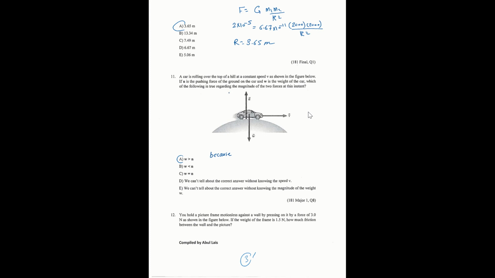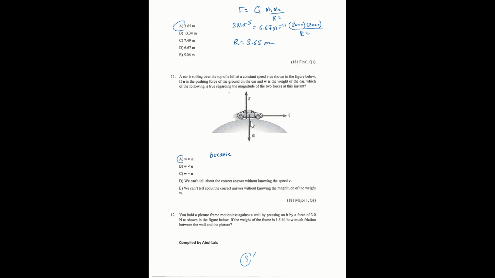Okay, now move to number 11, and it says that a car is rolling over the top of a hill at a constant speed v as shown in the figure below. If N is the pushing force of the ground on the car and W is the weight of the car, which of the following is true regarding the magnitude of the two forces at this instant.